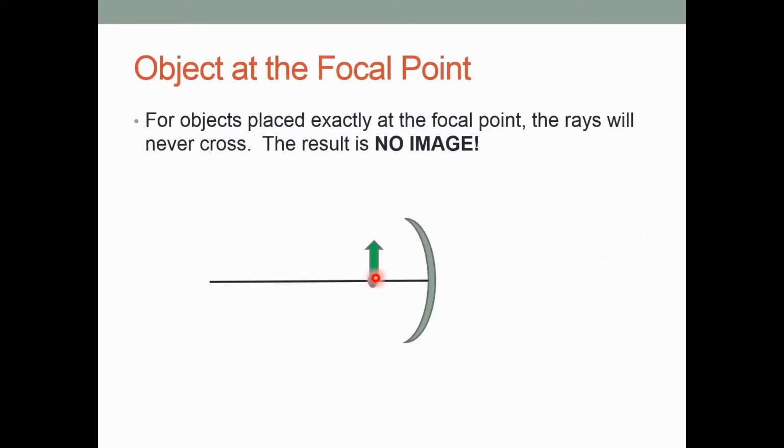So if I have an object exactly at the focal point, the rays will never cross and there will be no image, even if I extended them behind the mirror. So let's look at our rays. If we have a parallel ray through the focal point, and I can't do one from here to the focal point because that won't go through the mirror. The other way we can have a ray is through the center and back, and you'll notice that these rays don't converge. Even if I extended them behind the mirror, they're parallel, so they will never converge. So if I put an object at the focal point in a concave mirror, I will have no image.